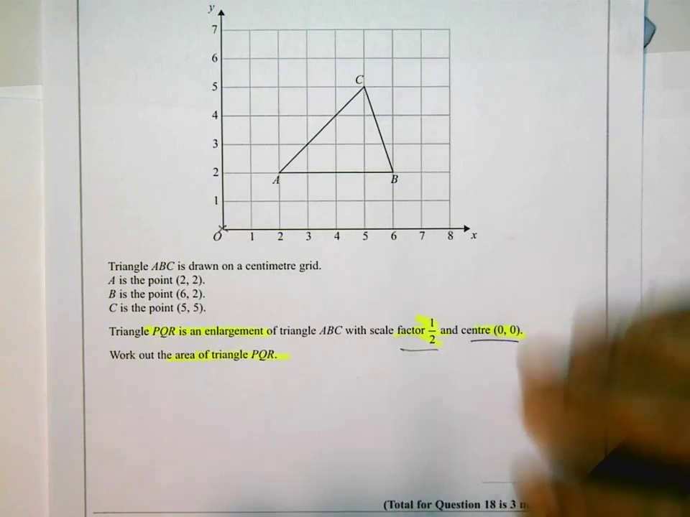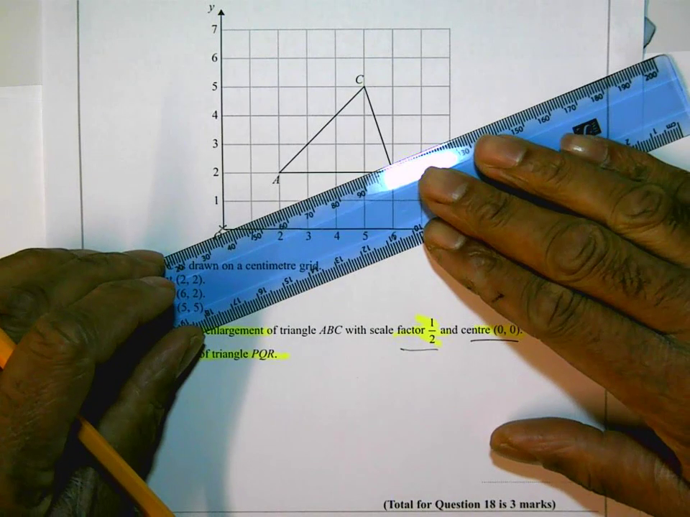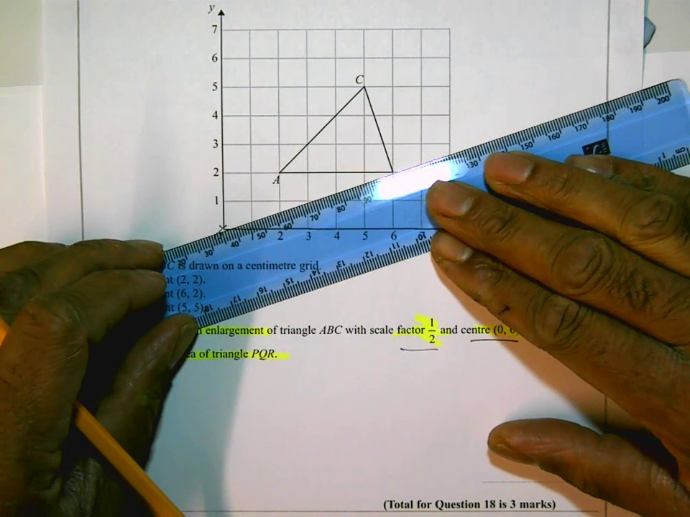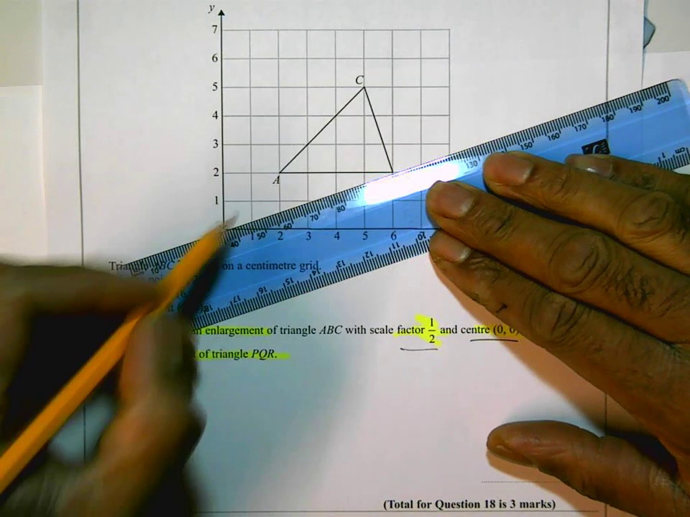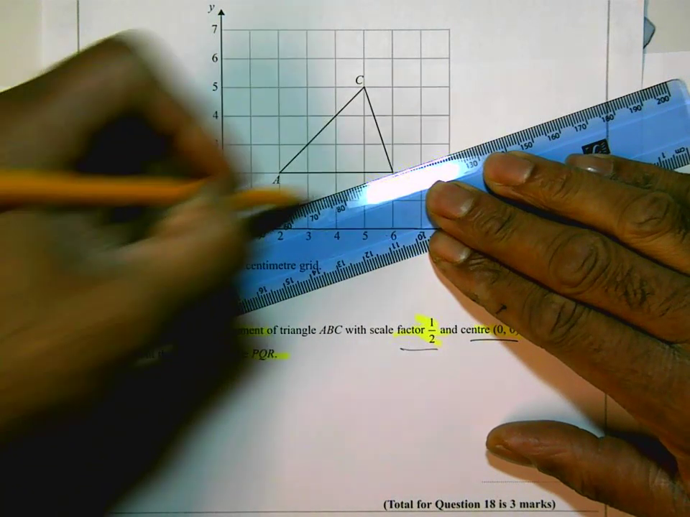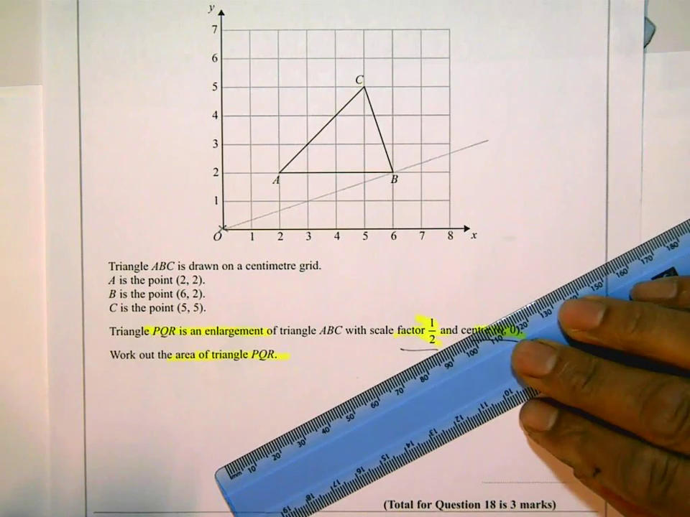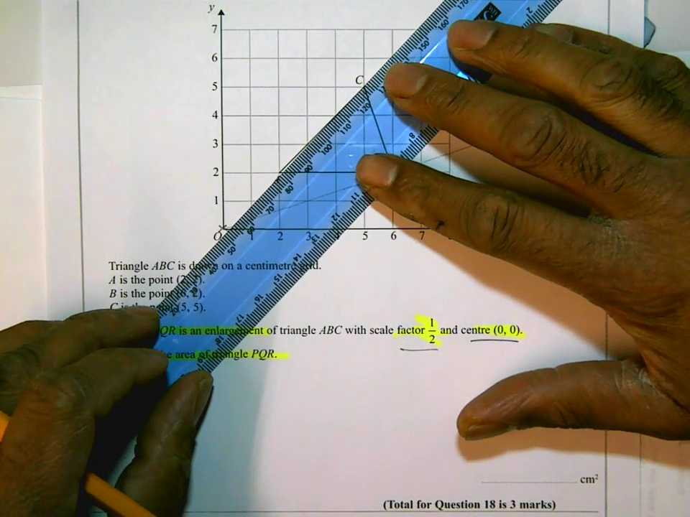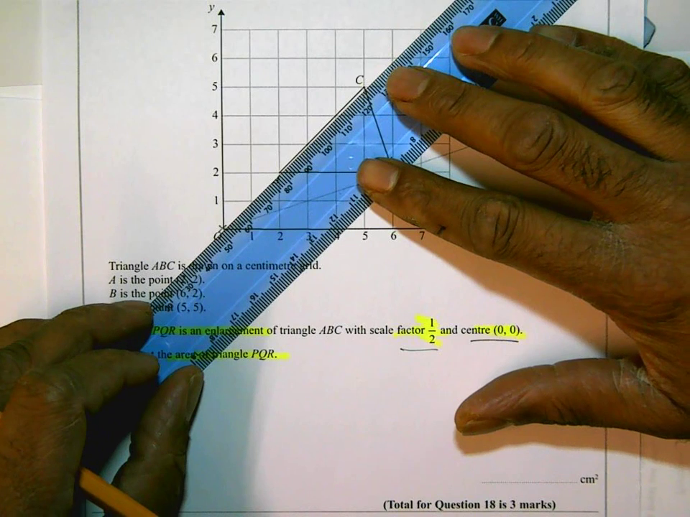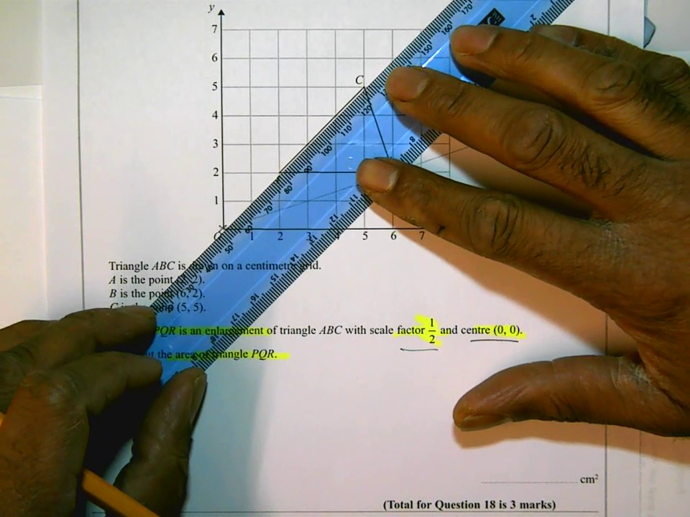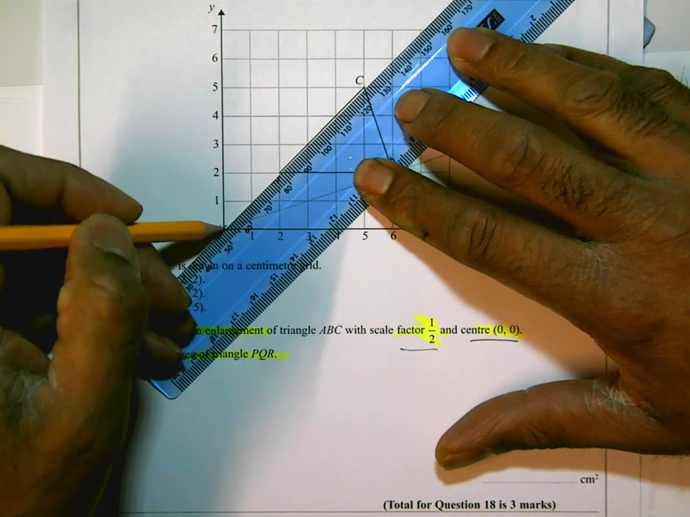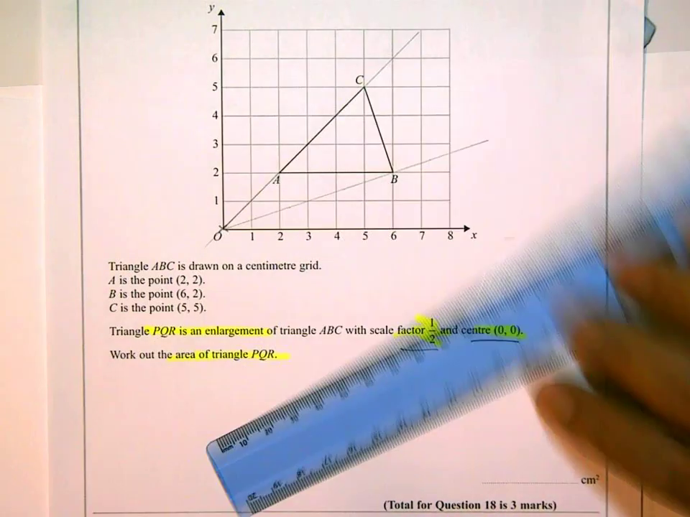But before I do that, I'm going to draw lines from the center of enlargement through all three corners. These don't need to be very dark, but I'm just going to make sure that they are visible. Right, so you can see that. I'm going to draw one through A. Actually, if I do that, it goes through both A and C. Alright, so that might be helpful a bit later.